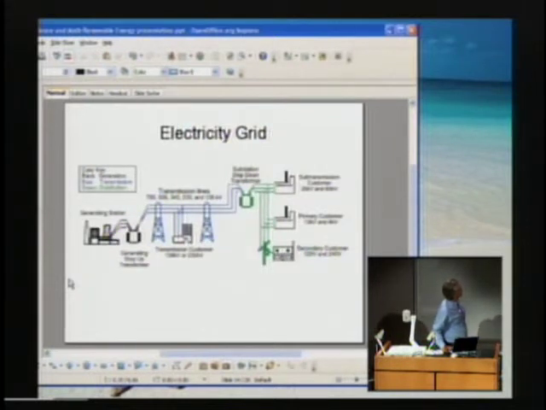This is a simple diagram of the electricity grid. You have generating stations of various kinds of generators. In this case, you have a step-up transformer. Then you have transmission lines. To go longer distances, it's desirable to have higher voltages. Then you have step-down transformers, which provide voltage for various uses from industrial and commercial to residential. The residential voltages are lower. Sometimes for industrial and commercial use, it's much higher.